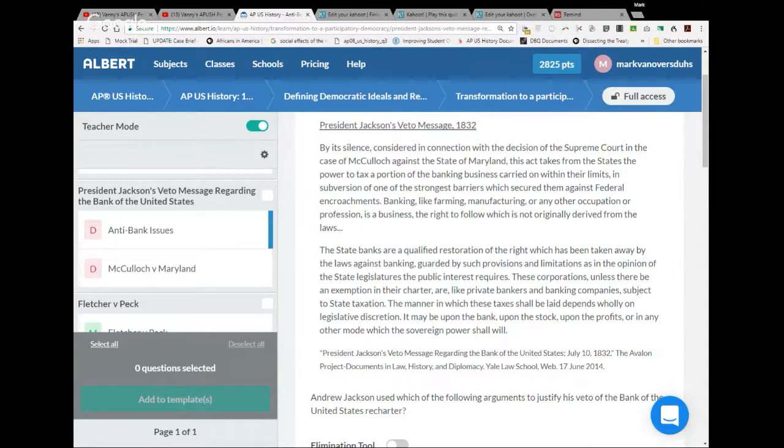So this is his veto message regarding the Bank of the United States. What is Jackson saying here first? And don't go look it up.